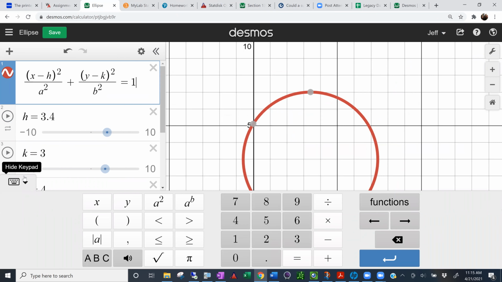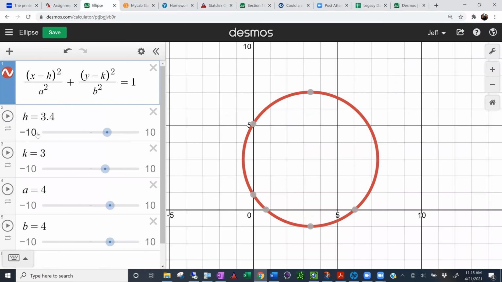And the thing about circles is that they really are special cases of an ellipse. So right now, this is a circle. But if I change one of these denominators, so the denominators here are 4 and 4.